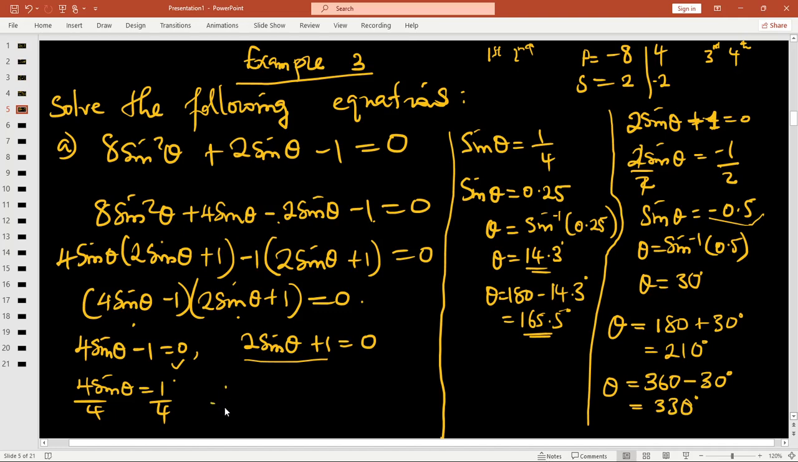So now, therefore, the solutions for theta are: the first solution we have is 14.3 degrees. The other solution is 165.5 degrees. Then we have 210 degrees and also 330 degrees. So these are the solutions of the equation that we have on top there.